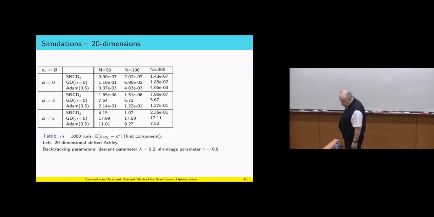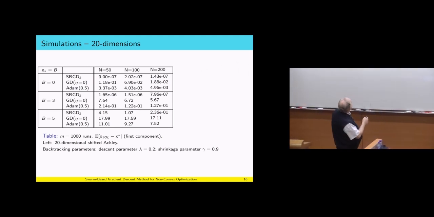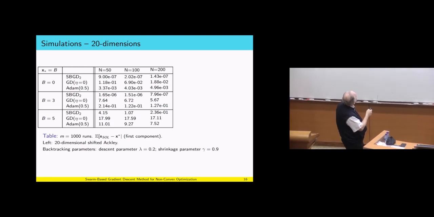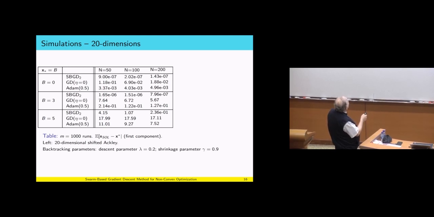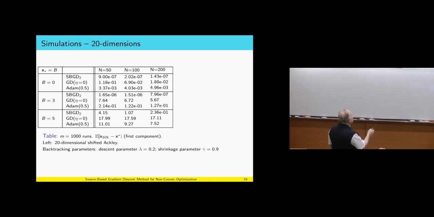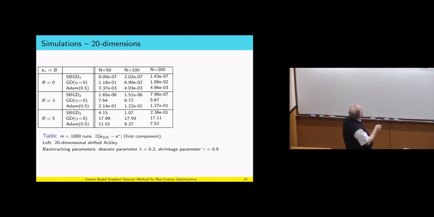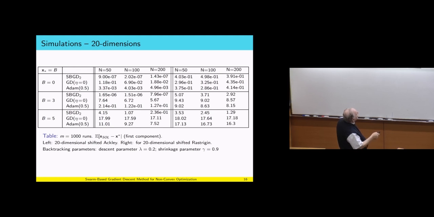Here are the 20-dimensional simulations. What we measure with different shift, is this the loss function? No, it's still the expected value of the error, only the first component, because we were ashamed to put many components, because then the error really starts to grow. It's very difficult to get the right answer. So the first component you can see here in 20-dimensional shifted Ackley, with these backtracking parameters as usual given here. And you compare the SBGD, the gradient descent with no communication, and the Adam, and okay, fine. But then it's dramatically changed, I think, here.